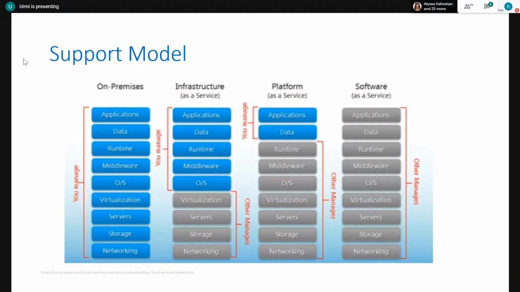Platform as a service, a few more boxes are now being managed by the third-party provider. They provide you with a platform where they provide you with the middleware. They're going to take care of the OS. There's some virtualization done also. So they do everything that they were doing for infrastructure as a service, and then they're taking care of the OS, the middleware, and the runtime aspects of the application as well. So then your responsibility is to manage the application and manage the data.